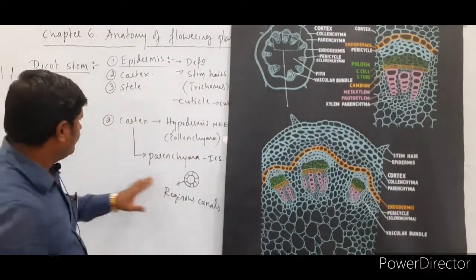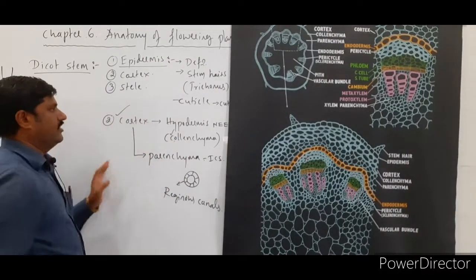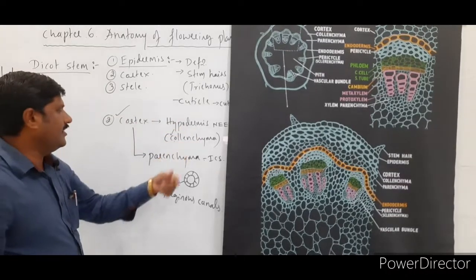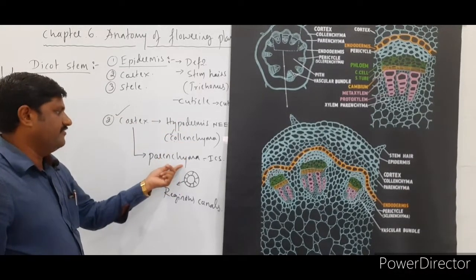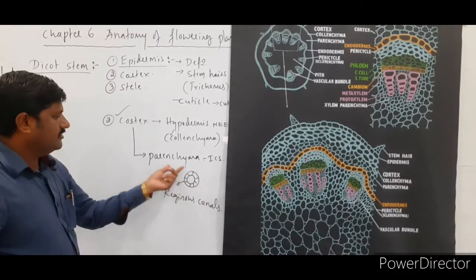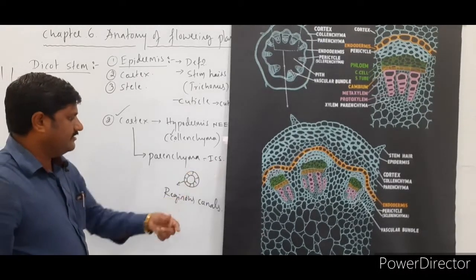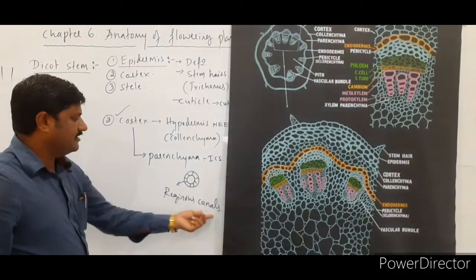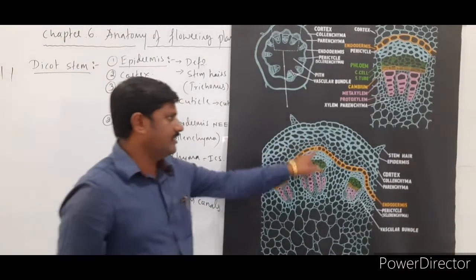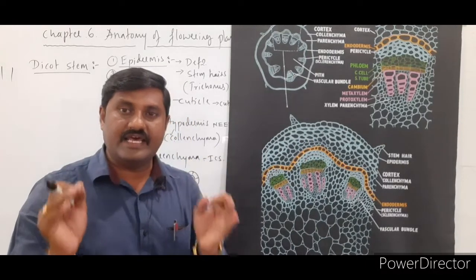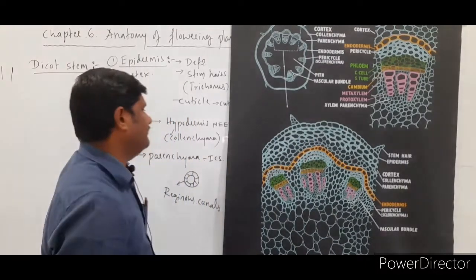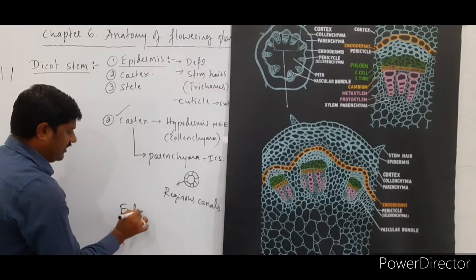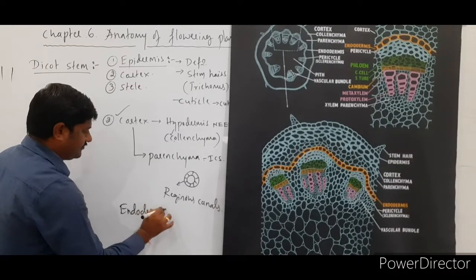So this is about the cortical part. The cortex is divided into the hypodermis, which is made up of collenchyma, and the parenchyma, which has ICS, intercellular spaces, and is interrupted by the presence of resinous canals in this cortical region. The innermost layer of the cortex itself is called the endodermis. So the next part is endodermis.